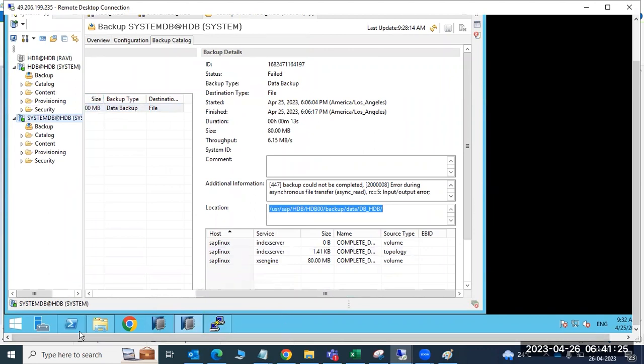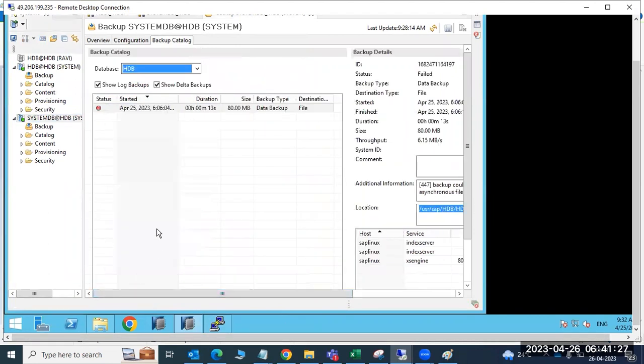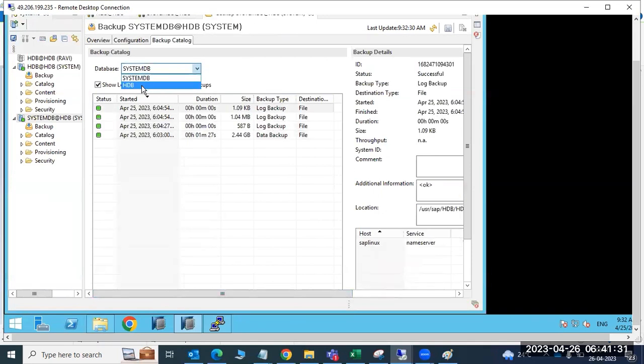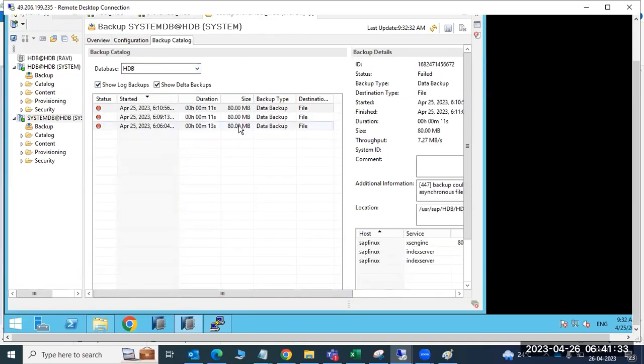So here in the backup catalog, you can find all the information. What exactly is happening, how many times you have retried, when it failed, what is the duration, how much size got backed up. The error message, everything you can find from here. In the DB backup level, you can find the level.